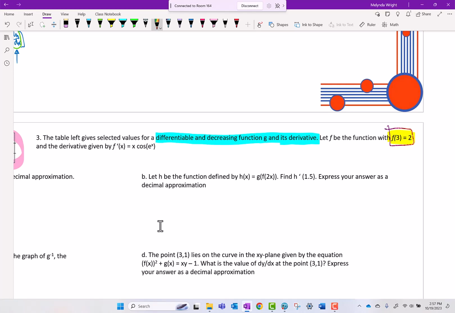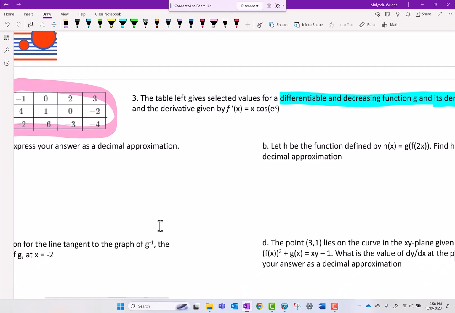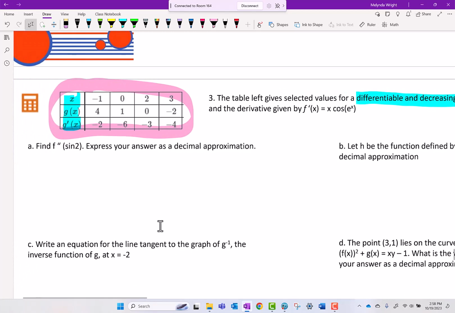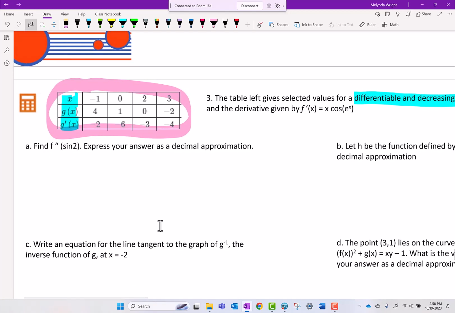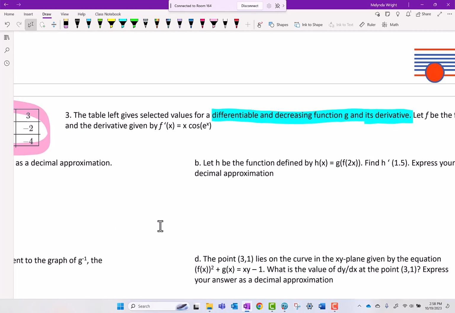And then they give us f prime, which is actually weird looking, which is why we're going to have a calculator, because that's too much going on right there for finding the derivative of that and putting numbers in it. Okay, so now we know what we have. G and G prime have data points in the table, and f prime is an equation. Okay?